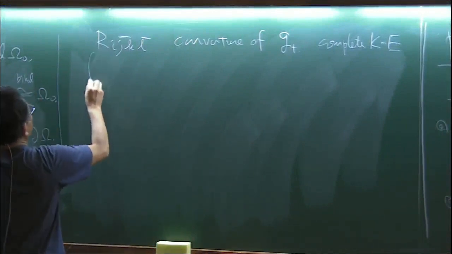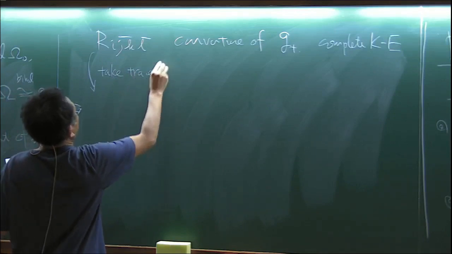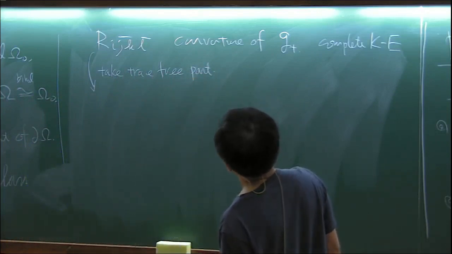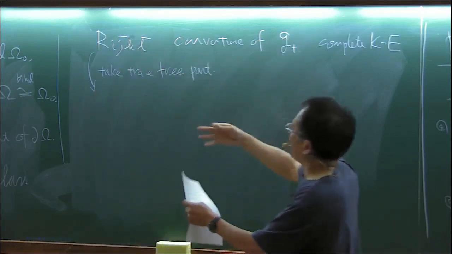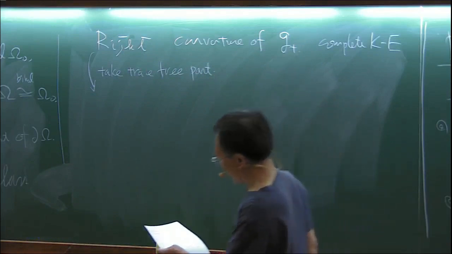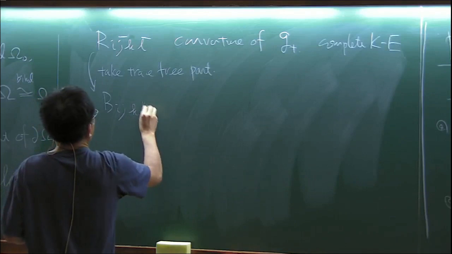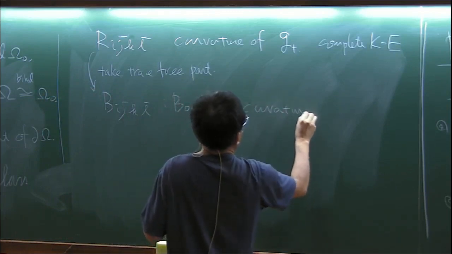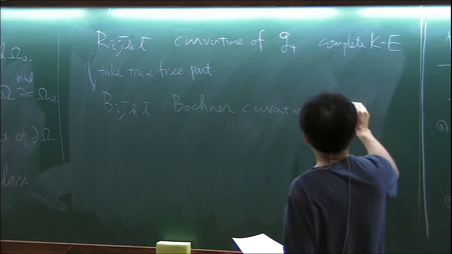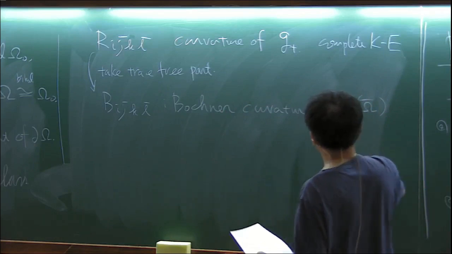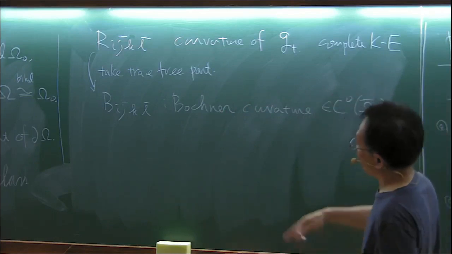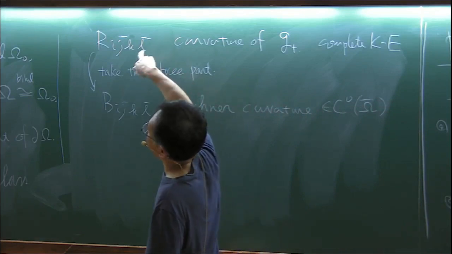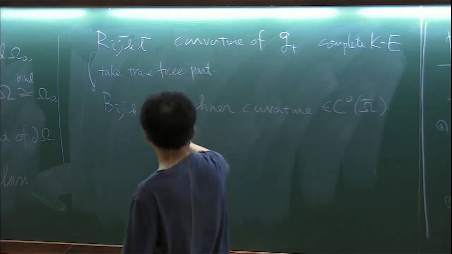But if you take the trace-free part, the Ricci tensor is just a multiple of g plus, so you subtract many copies of g plus from this tensor in a nice way, then you have B_IJKL. This is called the Bochner tensor, Bochner curvature. Each component is in C0. It continuously extends, not smoothly, but at least you can integrate. So this has a singularity, but the singularity is just coming from the Ricci tensor. Just remove all contribution from the Ricci tensor, then you get this Bochner curvature.